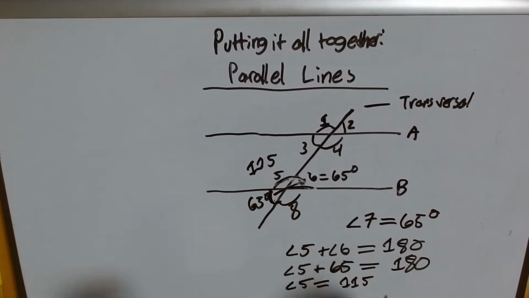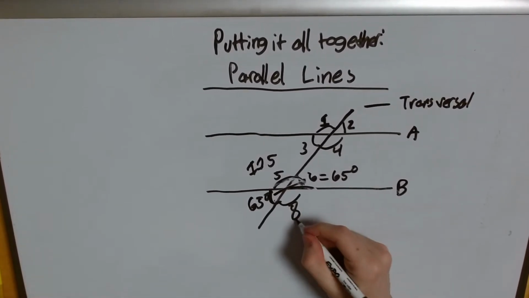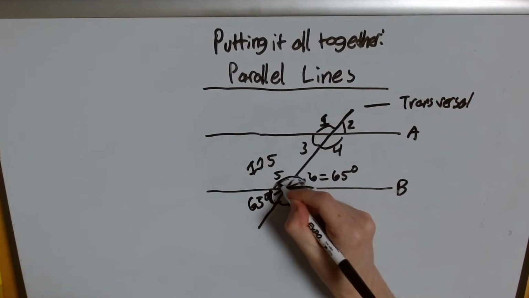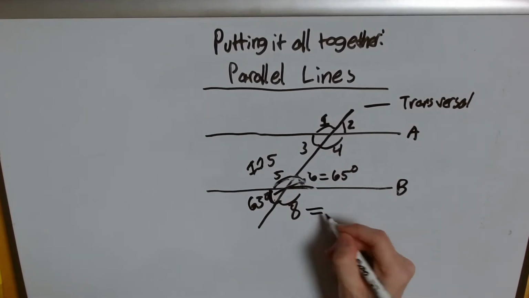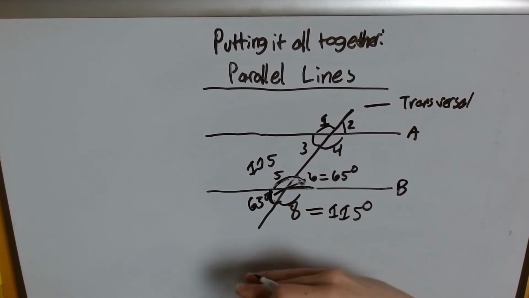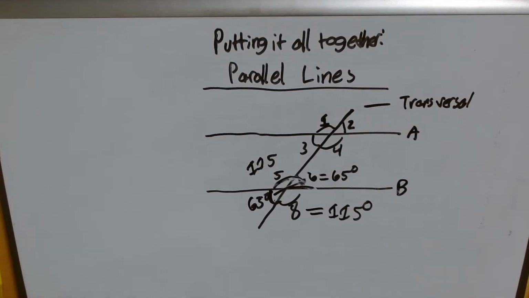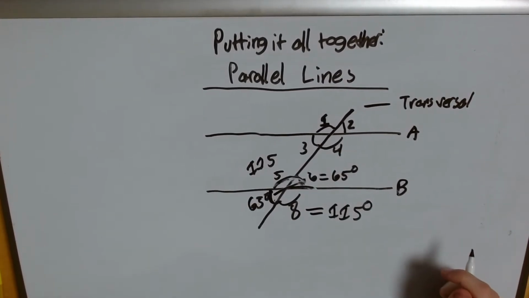And lo and behold, I spot a vertical angle here between angle 5 and angle 8. They're opposites, right? So that means this is also 115 degrees. Yahoo! We've solved like half of our problem, but there's still a whole half left. What are we going to do?